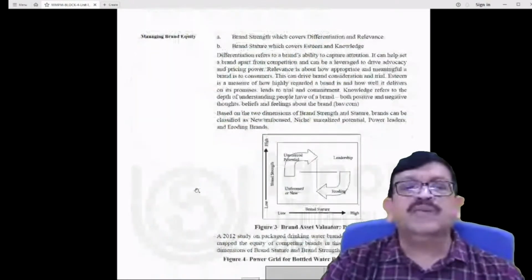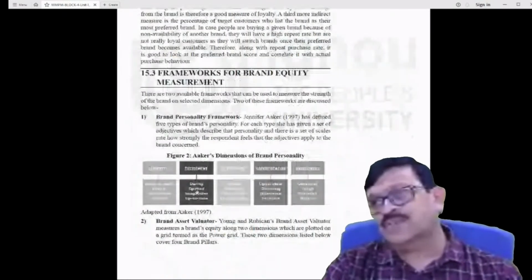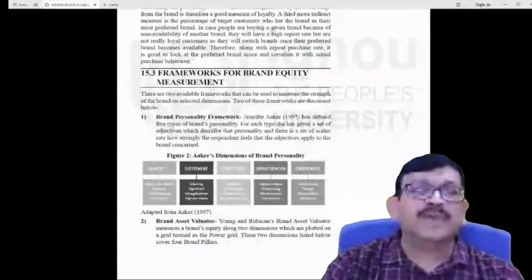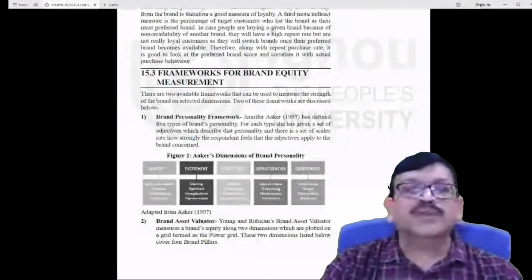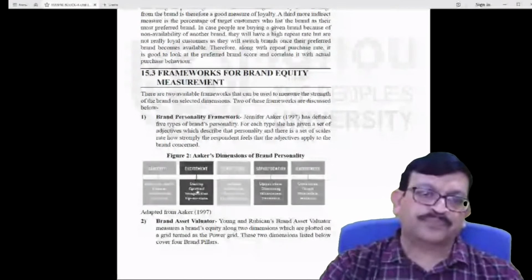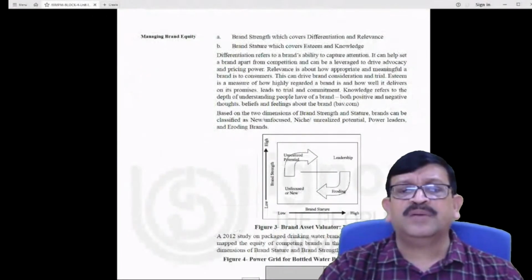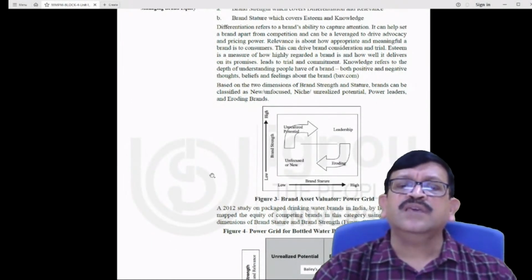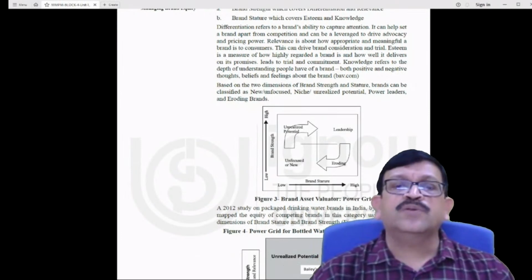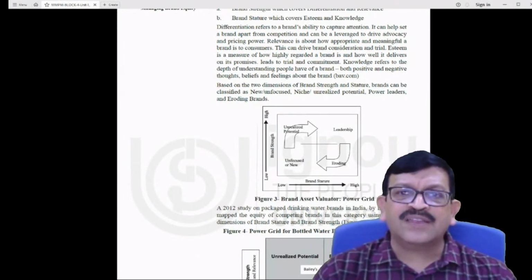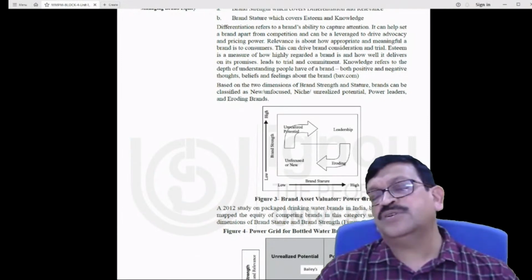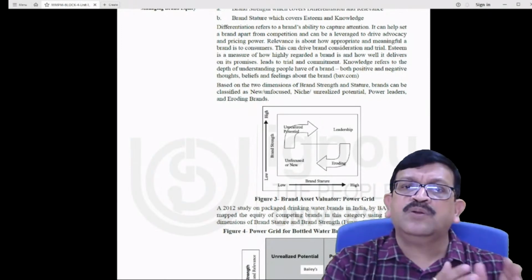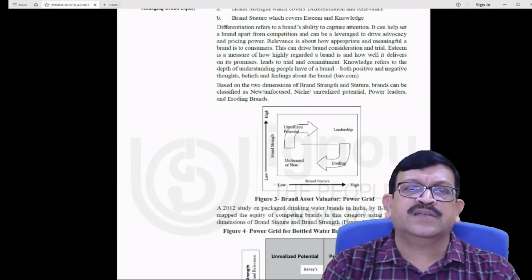Next, we look into the Young and Rubicam Brand Asset Valuator, which is called the BAV, developed by an advertising agency, Young and Rubicam, where they try to create a power grid to understand brand equity. As you can see in Figure 3, the brand asset evaluated can be looked at from two parameters. One is called the brand strength factors, which talks about the differentiation and the relevance of the brand. The other one is the stature, where you're talking about the esteem and the knowledge factors.